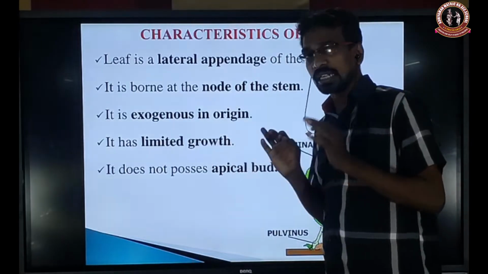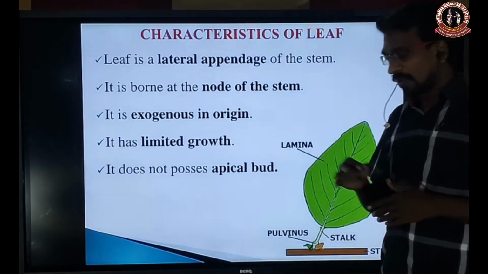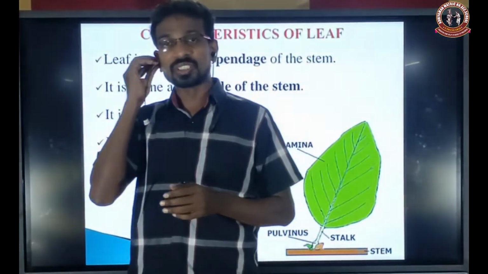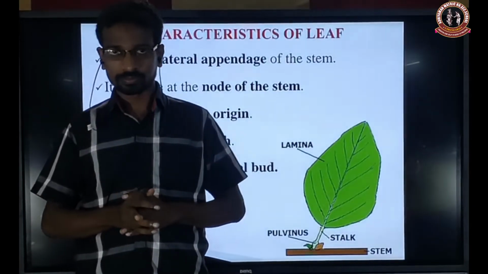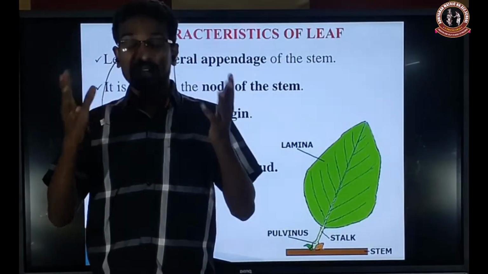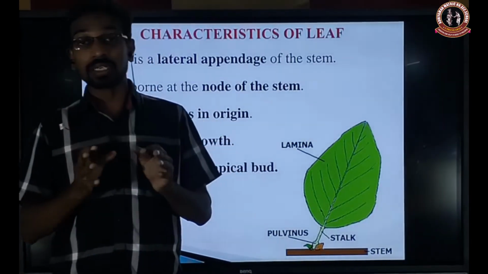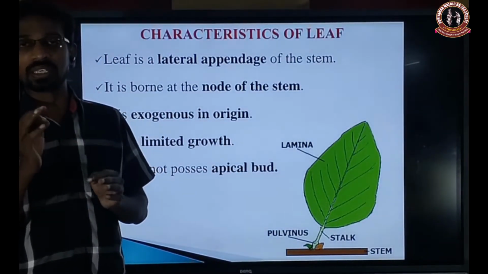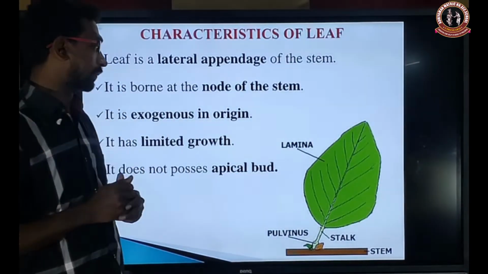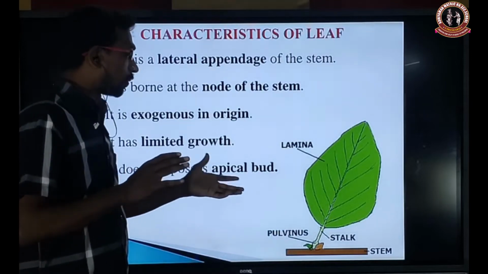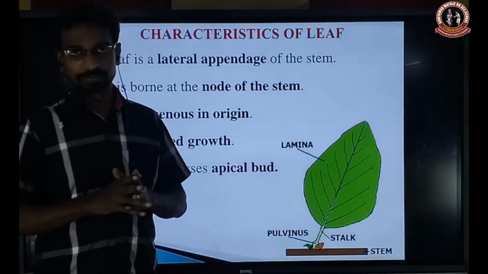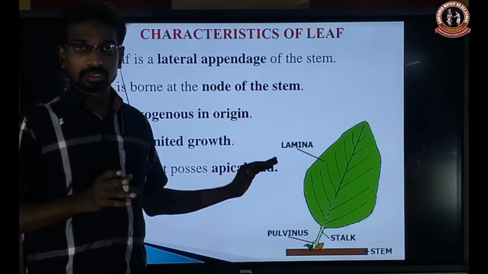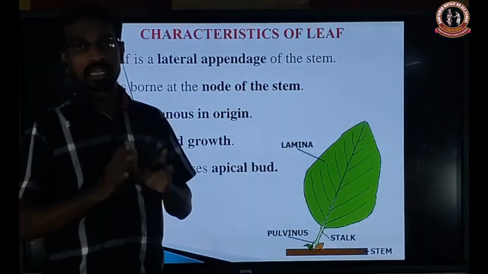And it has limited growth. Each specific plant has a specific structure of leaf. It does not grow further; the leaf always has limited growth. It does not possess any apical buds. There are no more buds.